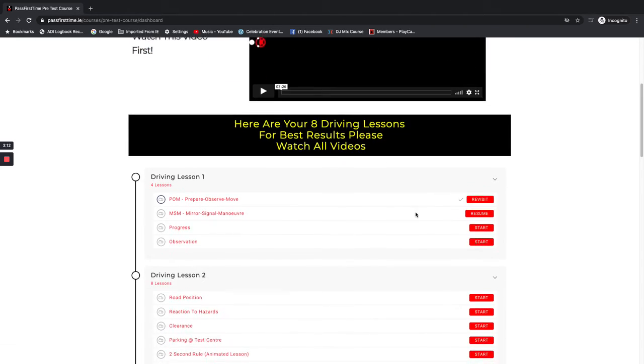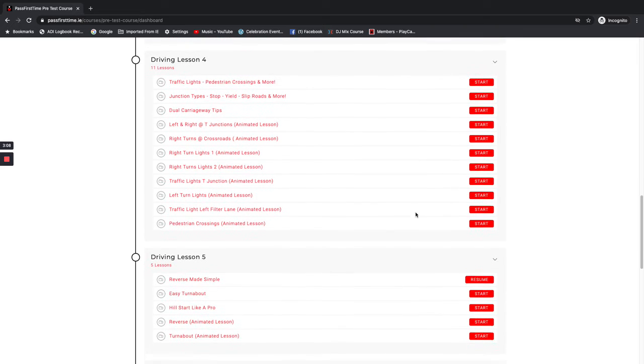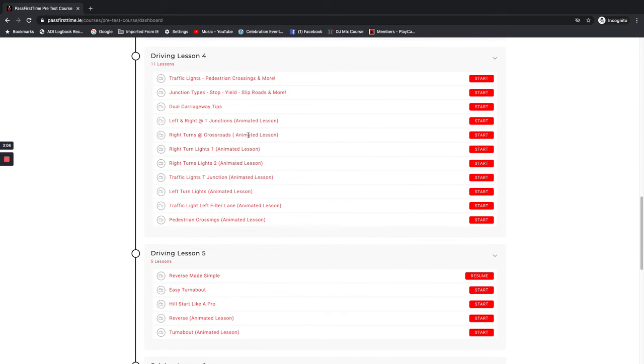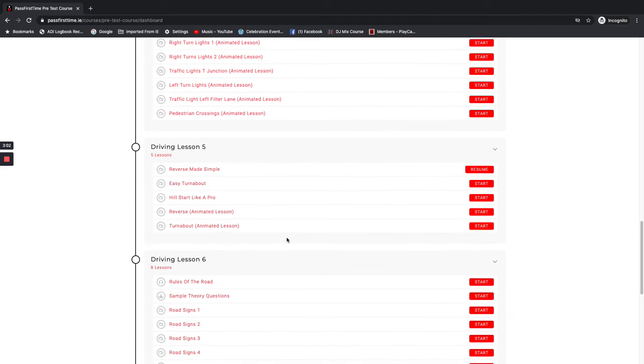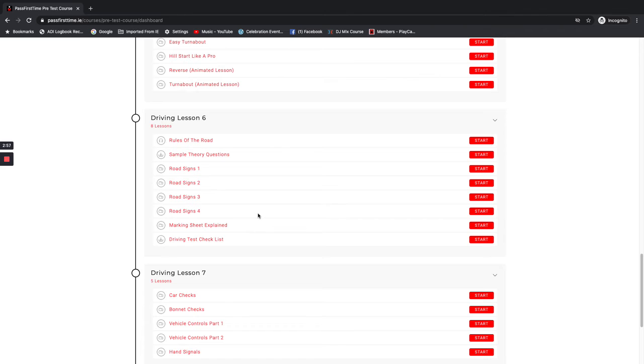If I go back to the lessons page, you can see lesson 4 is all to do with traffic lights, junctions, turning right and left at junctions, pedestrian crossings. Lesson 5 is all the manoeuvres. Lesson 6 is the theory side of it, the road signs, the theory questions. They're all done out, by the way, in audio format.